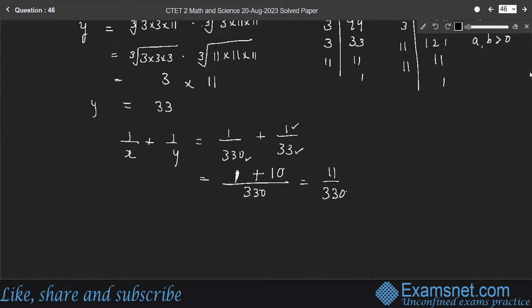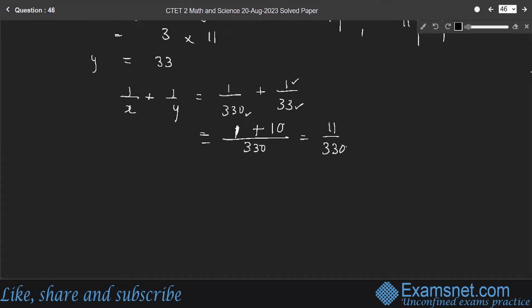Right? 11 by 330. Still you can simplify. So 11 into 3 is 33. So 1 by 30. We got 1 by 30. Right? So 1 by x plus 1 by y is 1 by 30. Or you can still simplify.